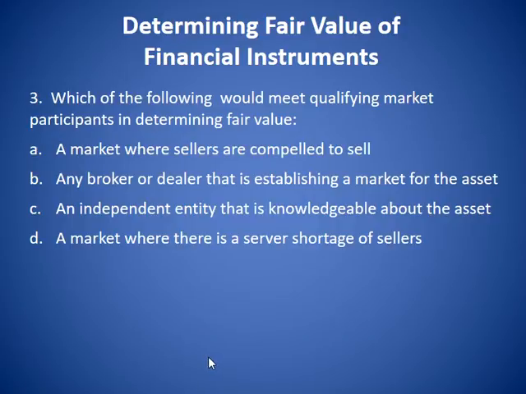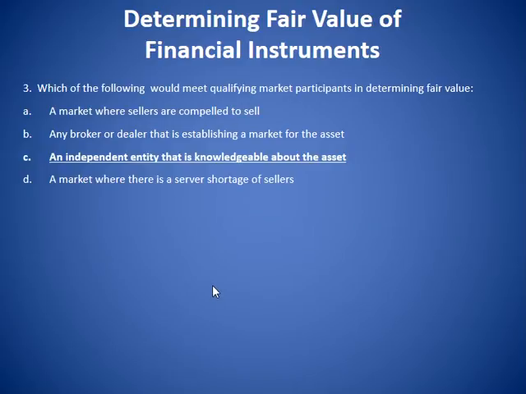Question number 3, which of the following would be qualifying market participants in determining fair value? So again, take a look at the question, stop your video. When you're ready for the answer, restart your video. And the answer to number 3 is C, an independent entity that is knowledgeable about the asset. Okay, let's go on to question number 4.